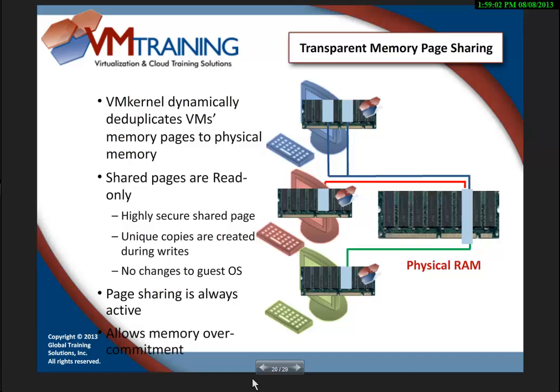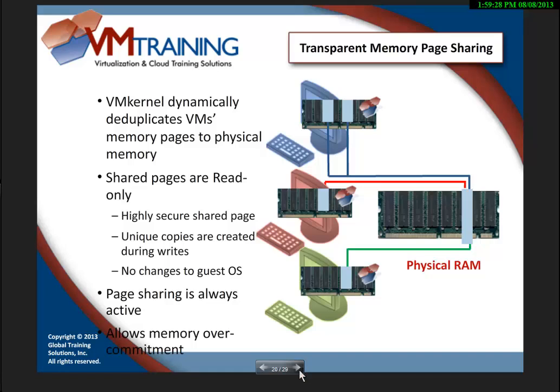I was looking at one of my hosts today, and I believe we had 375 VMs running on a single host, and we were only at 25% CPU capacity and less than 50% memory capacity on that guy. So you can get quite a bit of VM density because of some of the things that VMware has built in, like transparent memory page sharing. And I could talk about page sharing for 20 minutes.